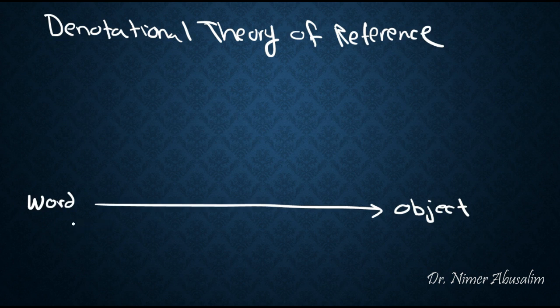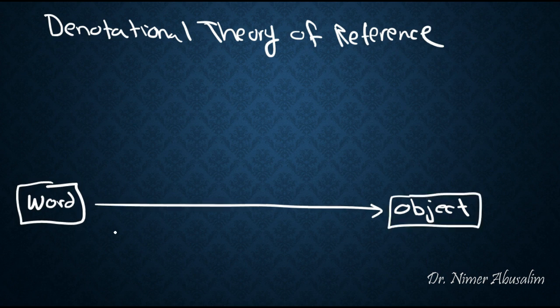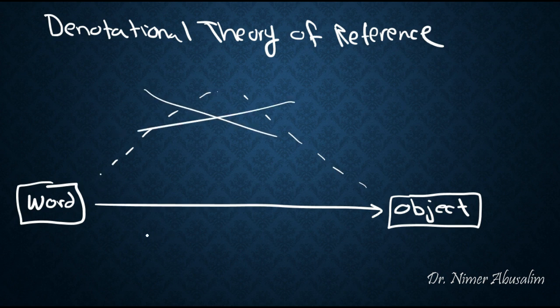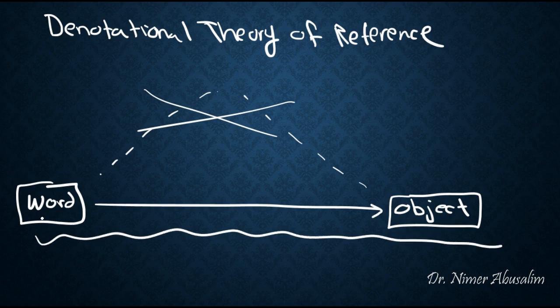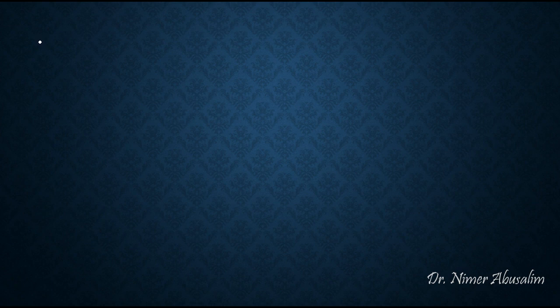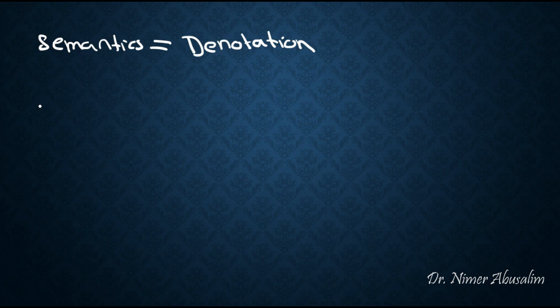Here's another way to look at it. If you notice, this seems to be the bottom half of the semiotic triangle. So it's really missing the top portion of the triangle. But let's see, do we really need the top part of this triangle? Or would the denotational theory be on the right track in suggesting that it's just a direct relationship between word and object? So basically, the denotational theory says that semantics equals denotation. You understand the meaning of something because you know exactly what it denotes.